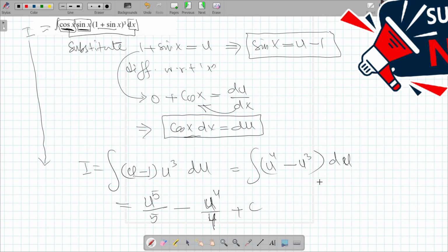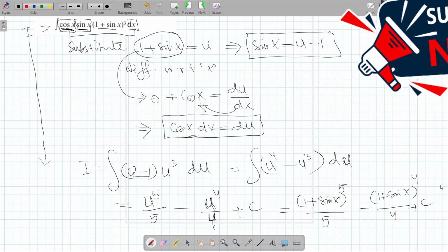Now one thing is remaining only, that is back substitution. U is equal to 1 plus sin x. So we will replace u by 1 plus sin x. This will complete the solution. 1 plus sin x power 5 divided by 5 minus 1 plus sin x power 4 divided by 4 plus c. That's it.